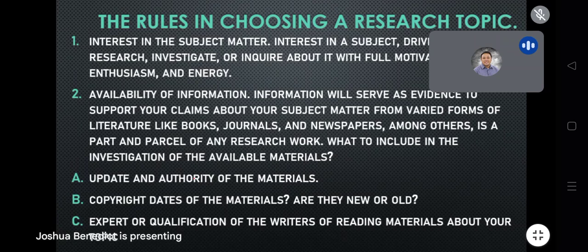Remember, that is why Miss Main taught you earlier how to do citation, how to paraphrase, how to summarize, to give due credit to the authors of the literature you will be using. Okay? Then copyright dates of the materials, are they new or are they old? If this is the case, it's most likely that you need to check whether the materials you have are the most recent and updated.